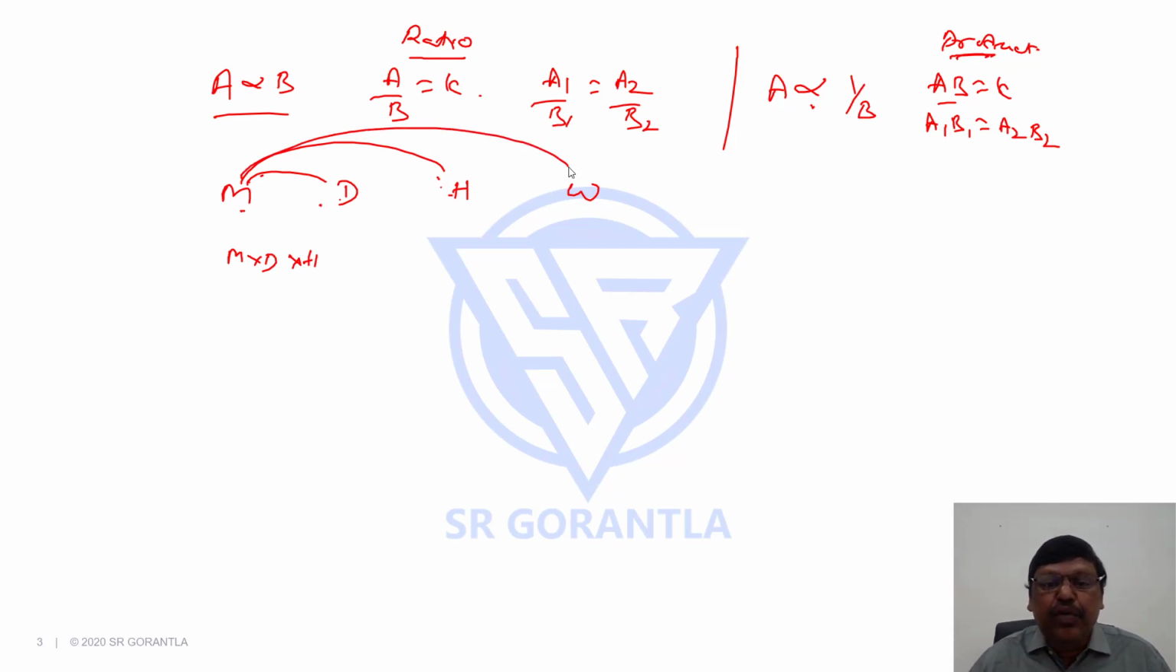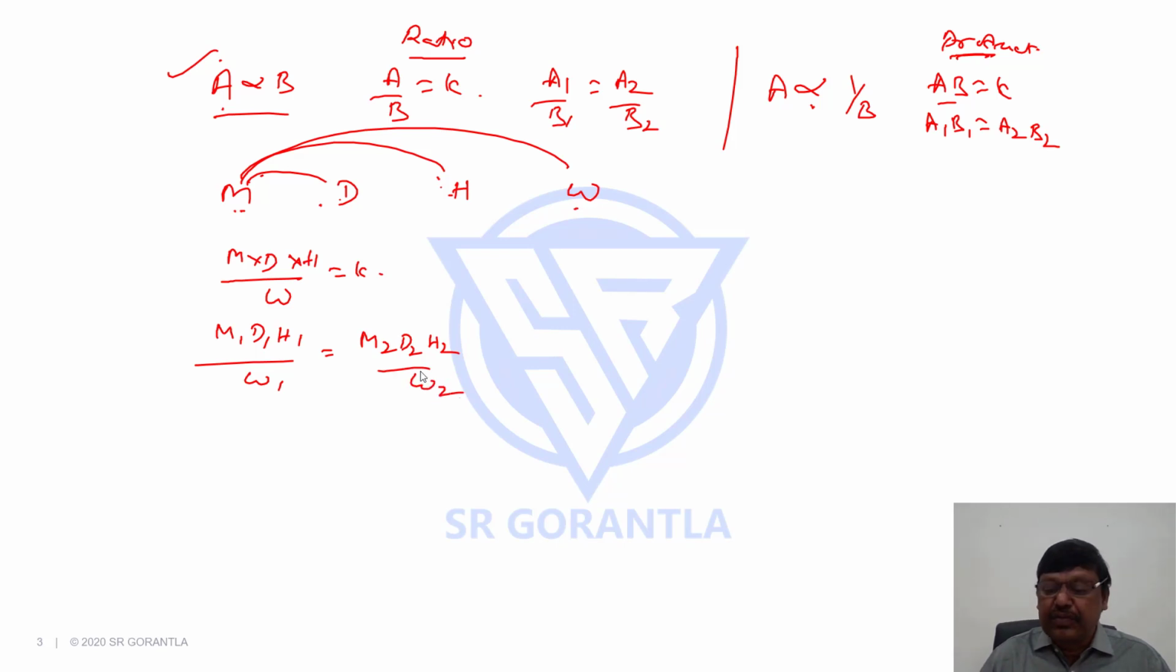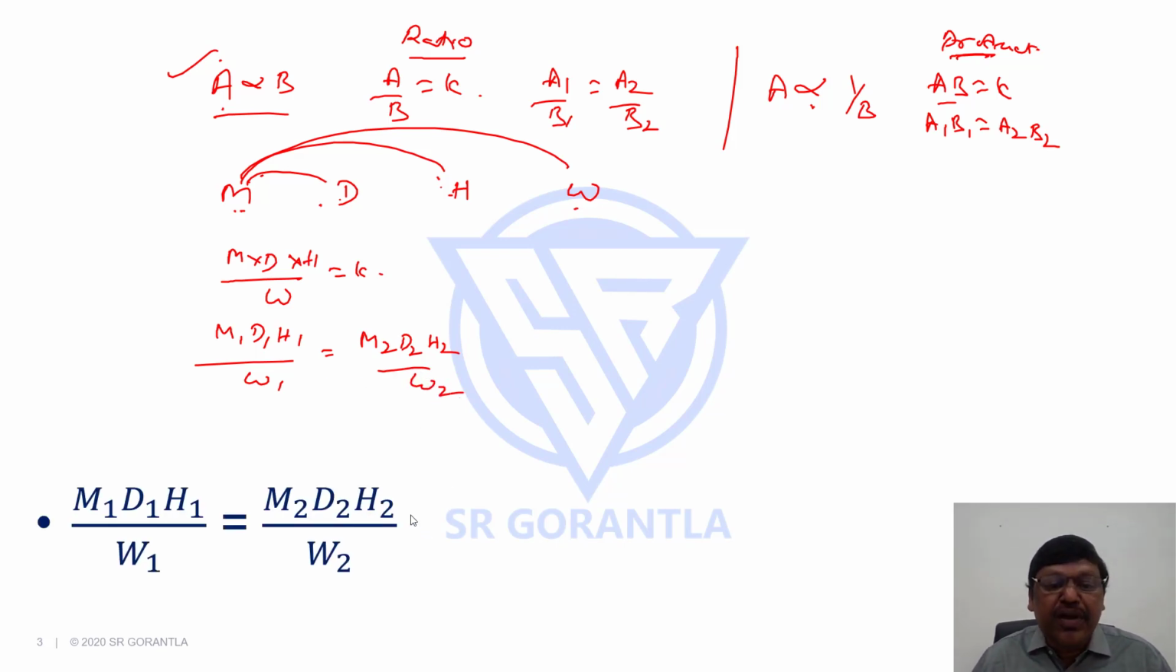And then men and work: more people, they will do more work; fewer people, they will do less work. So number of men and the total work they do are directly related. Direct variation means ratio is constant. So M by W is constant. It means M1 D1 H1 by W1 equals M2 D2 H2 by W2. So this is the formula that is generated out of variation concepts.